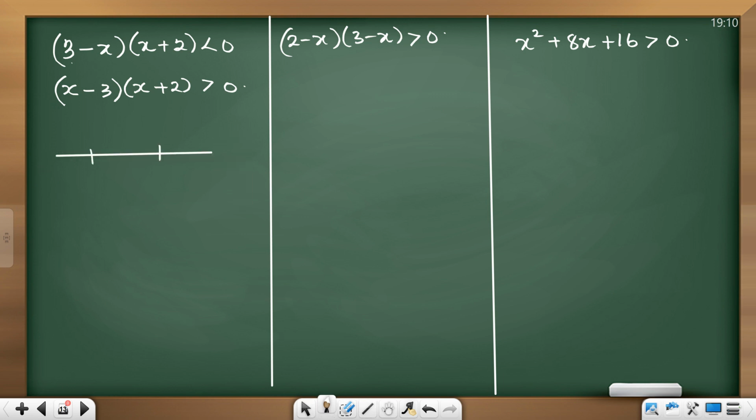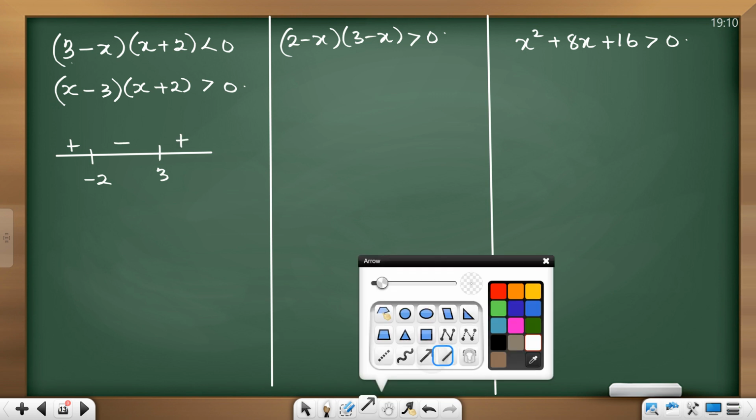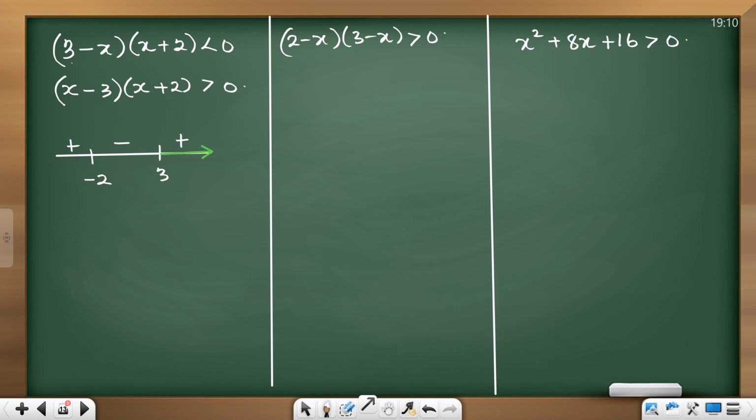Oh, great. What do I have now? 3 would be here, negative 2. Because it's in standard form, plus, minus, plus. We want things that are greater than, so there we go. x is less than negative 2, or x is greater than 3.